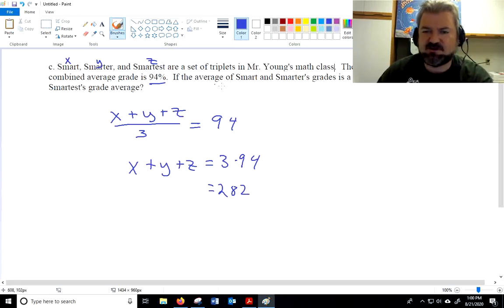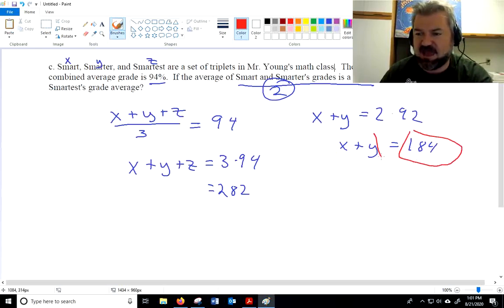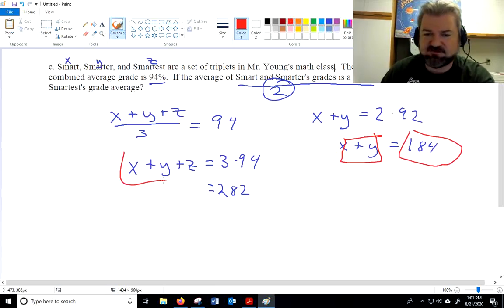All right, now what does it say over here? The average of Smart and Smarter's grades is a 92. Again, what did I say an average is? An arithmetic mean is really a sum. So if I have 2 people that sum to 92, it's telling me that Smart plus Smarter is 2 times 92. That's their sum. So X and Y has to add up to 184. Again, I don't know what X is, I don't know what Y is, but I know that they have that score. So that's going to go right here, 184.